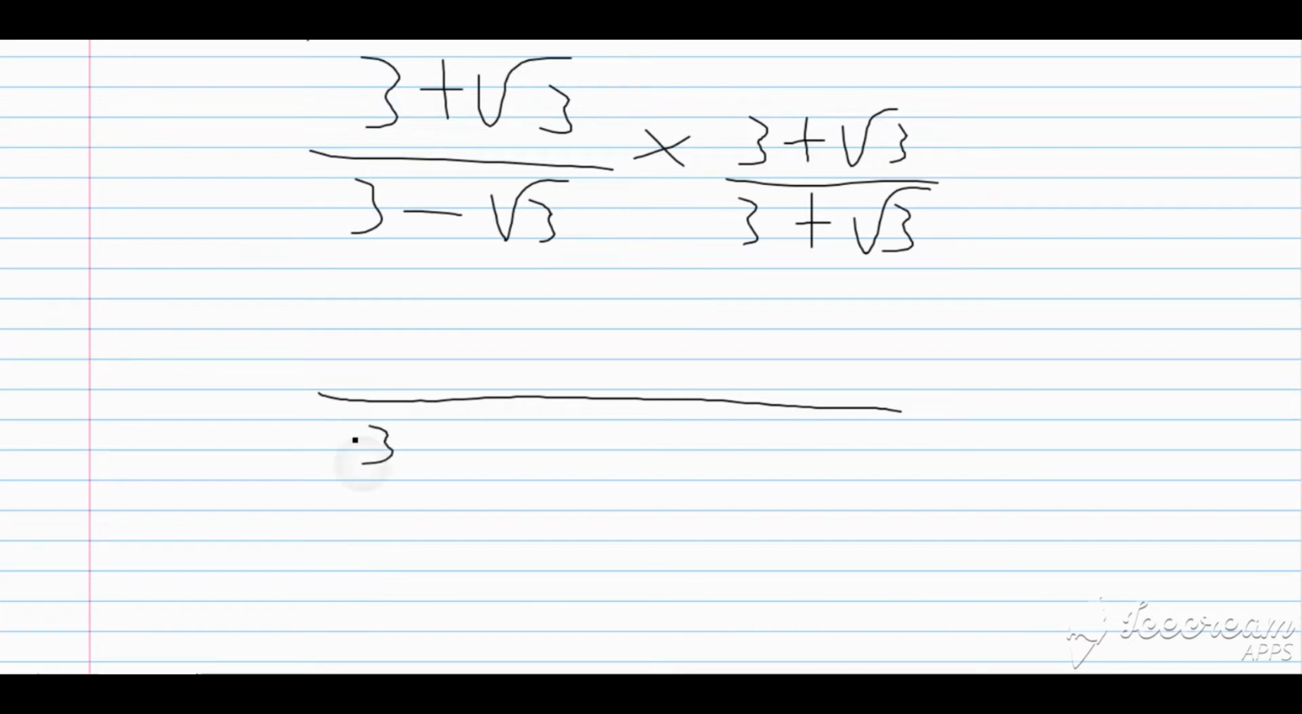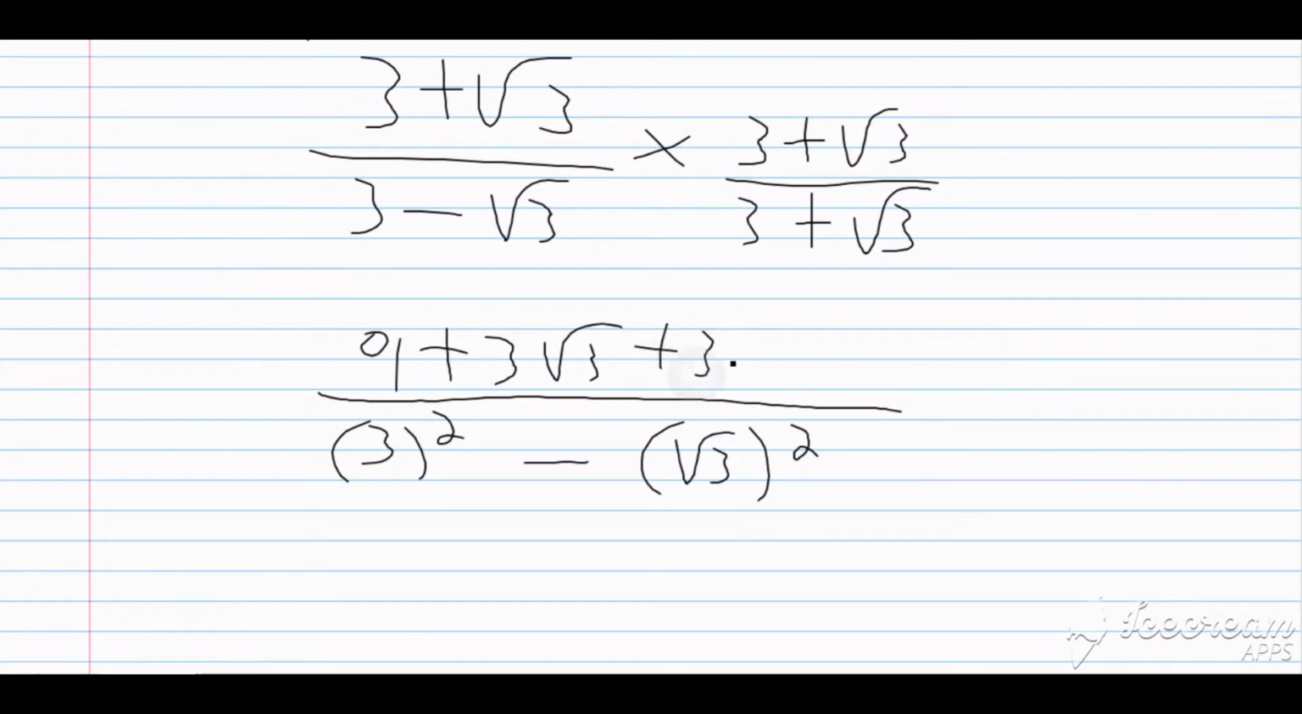So I'm going to have 3 squared minus root 3 squared. The numerator is a perfect square, and if I want, I could use the perfect square to expand it, but we can also go the long way here. So 3 times 3, that's 9, plus 3 times root 3, that's 3 root 3, plus root 3 times 3, that's 3 root 3 as well, plus root 3 times root 3, that is going to give me root 3 squared. Okay.